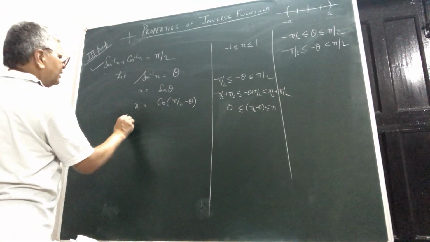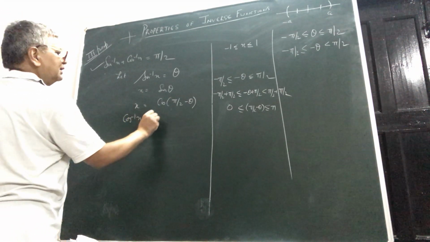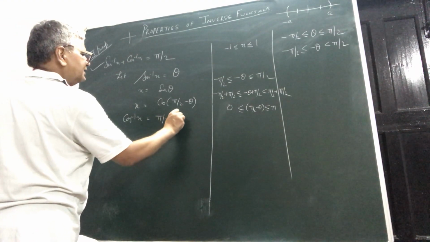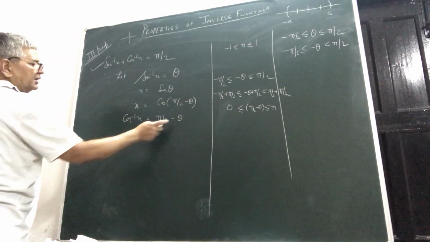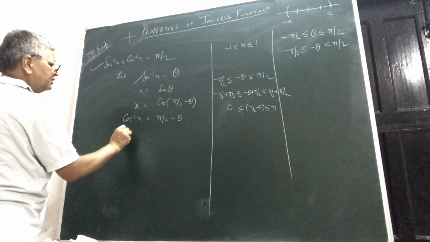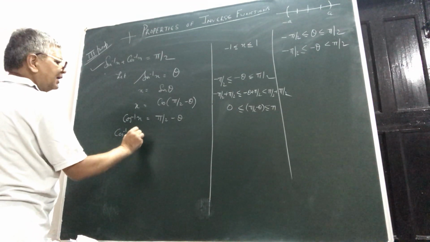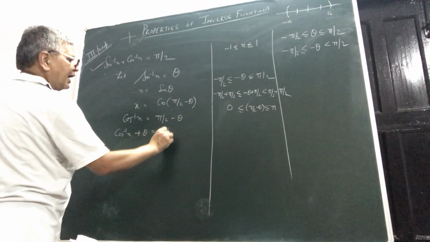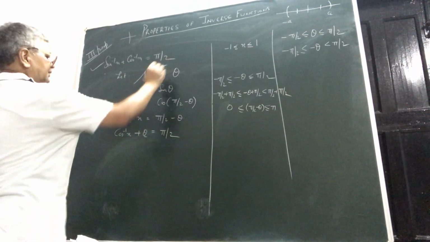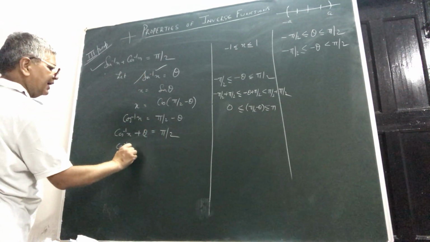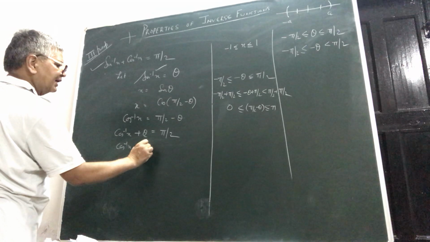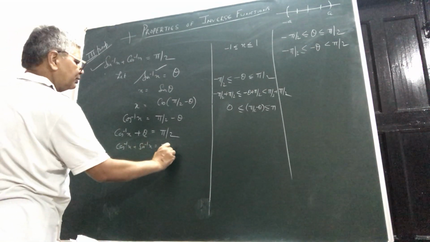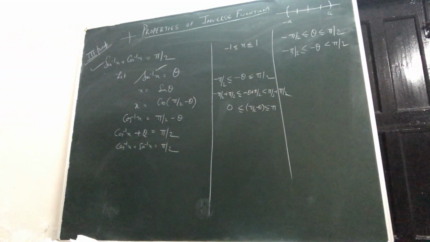So what you can write? Cos inverse x is equal to pi by 2 minus theta, or bring this to this side. So cos inverse x plus theta is equal to pi by 2, and in place of theta you can write sine inverse x. Cos inverse x plus sine inverse x is equal to pi by 2. So this is how you get the result.